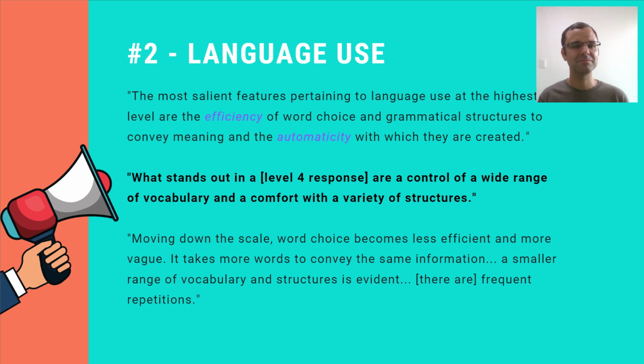So again, to quote from the manual, what stands out in a level 4 response are a control of a wide range of vocabulary and a comfort with a variety of structures. So you also need to convey that you're comfortable using advanced grammar and advanced vocabulary. Quite challenging, isn't it? To quote later on, moving down the scale to lower scoring answers, word choice becomes less efficient and more vague. It takes more words to convey the same information. A smaller range of vocabulary and structures is evident.